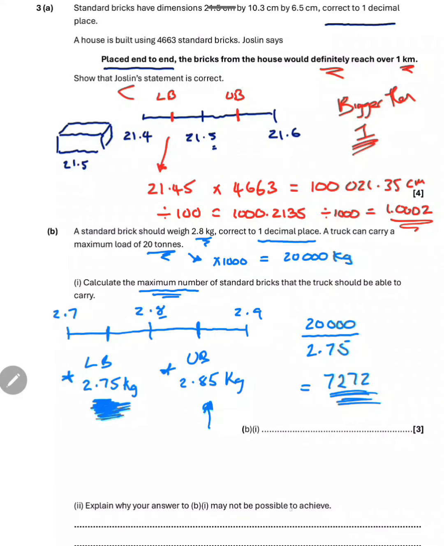And then the final part says, why might this not be possible to achieve? Why might we not get 7,272 bricks in the van? They just might not fit. Think about packing bricks into a van. They've got to go end to end. There's got to be no gaps between them. There's got to be a perfect size van to fit the amount of bricks. You might not get that amount of bricks in there. It's just not possible, really.